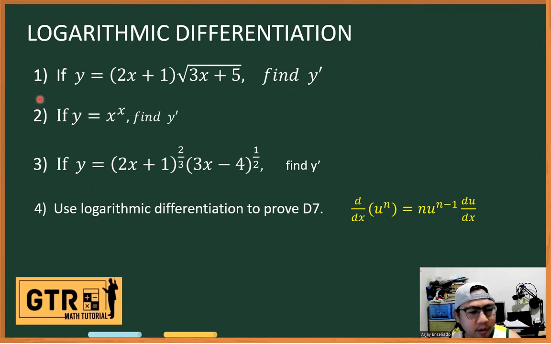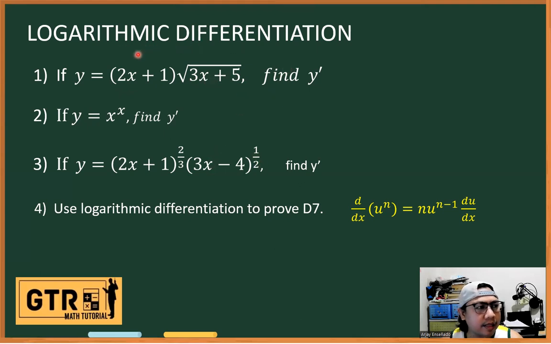As you can see, number 1 and number 3, we can solve 1 and 3. We can use a product rule to solve number 1 and number 3. But there is another way to solve this type of problem. We can use logarithmic differentiation.